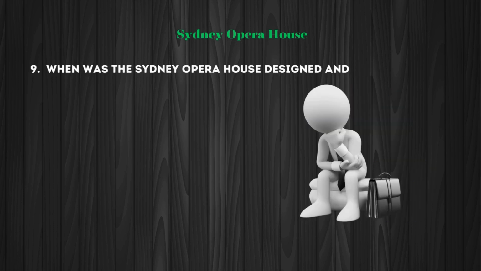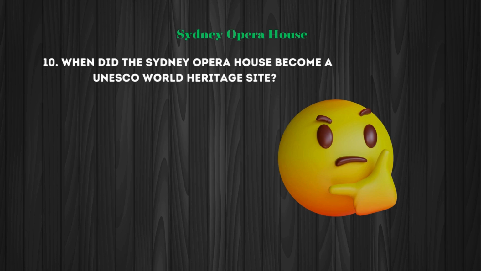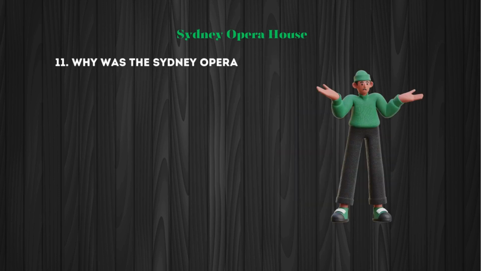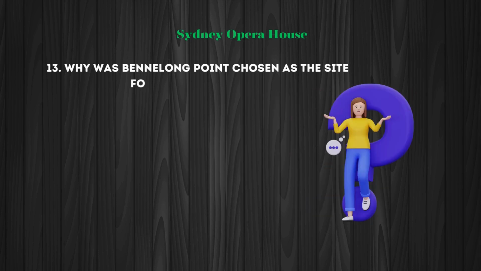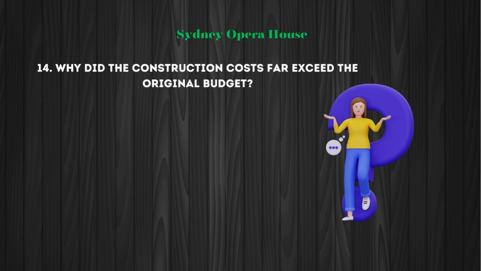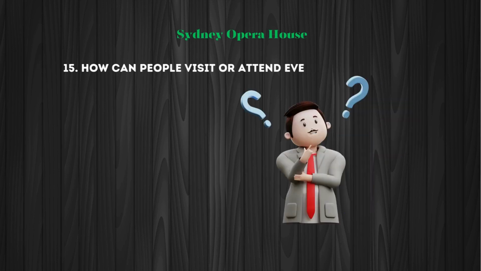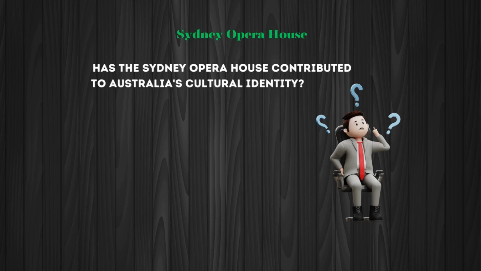When was the Sydney Opera House designed and built? When did the Sydney Opera House become a UNESCO World Heritage Site? Why was the Sydney Opera House built? Why is it significant? Why was Bennelong Point chosen as the site for the Opera House? Why did the construction costs far exceed the original budget? How can people visit or attend events? How has the Sydney Opera House contributed to Australia's cultural identity?